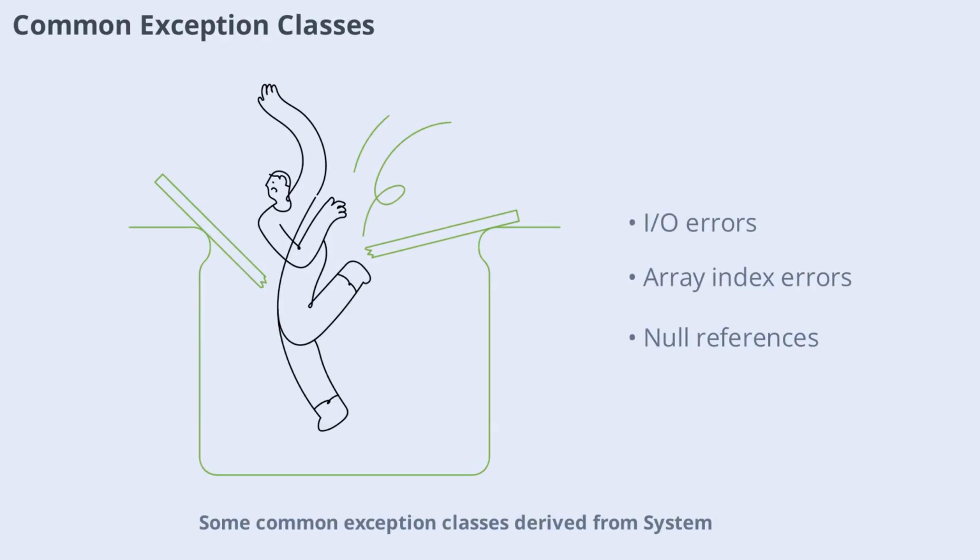Common exception classes derived from System.SystemException include System.IO.IOException for IO errors, System.IndexOutOfRangeException for invalid array indexes, System.NullReferenceException for null object references, and System.DivideByZeroException for division errors. Knowing these classes helps you write more targeted and effective error handling code.